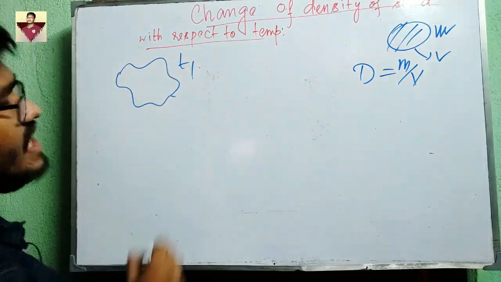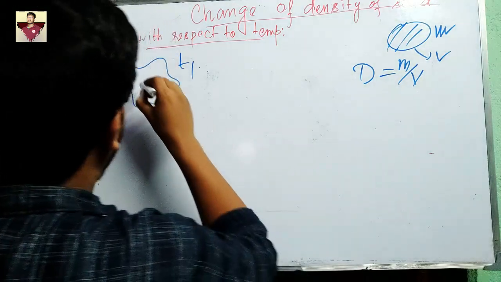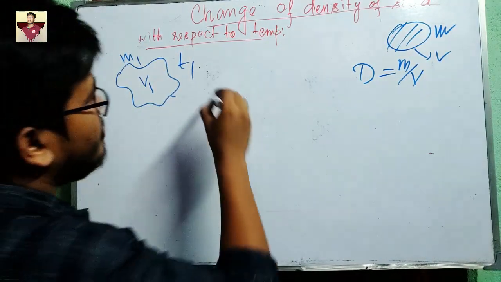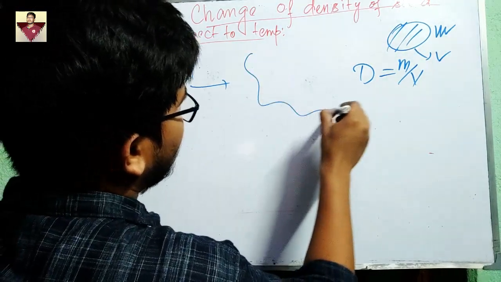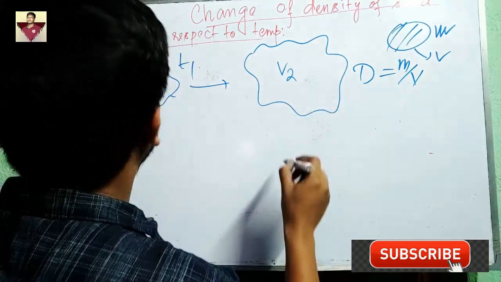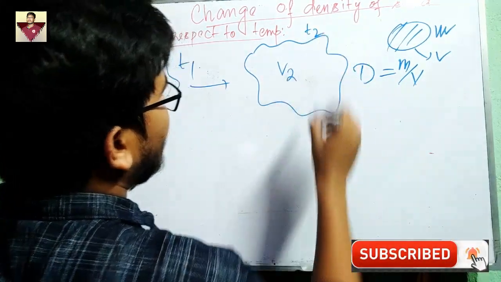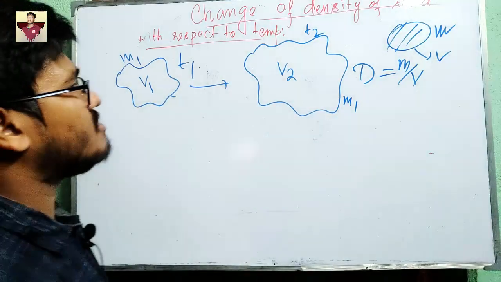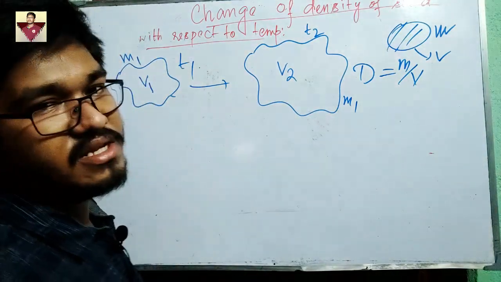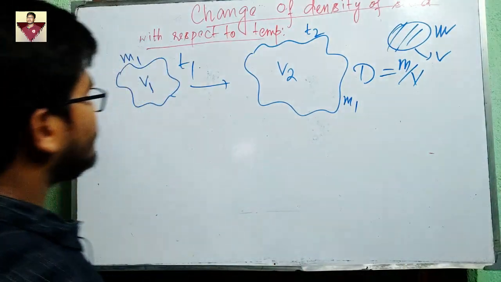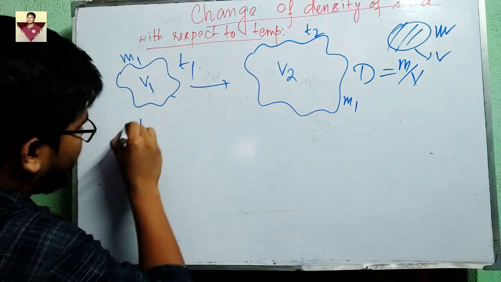Now let us think of a situation. Let's say at temperature T1 you have the volume of the solid as V1 and your mass is m1, and if you increase the temperature, the volume will increase, so the temperature is T2 here and the mass is still m1, because mass is always constant. You cannot change the mass by increasing only the temperature, you can only change the density or the volume of the solid.